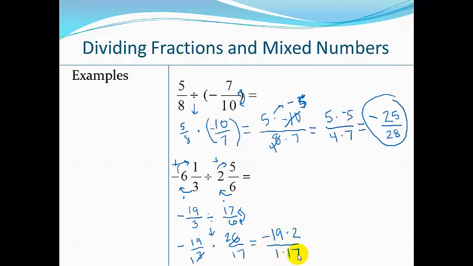Over 1 times 17. Okay, negative times a positive. Our answer is negative. 19 times 2 is 38. 1 times 17 is 17. All right, here we go.